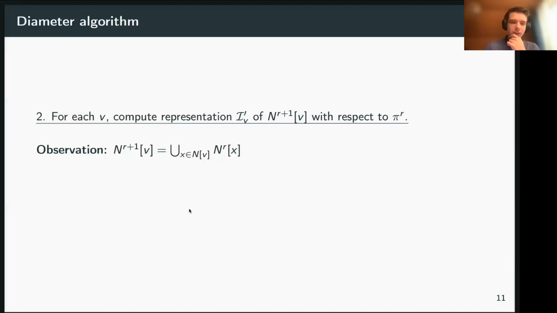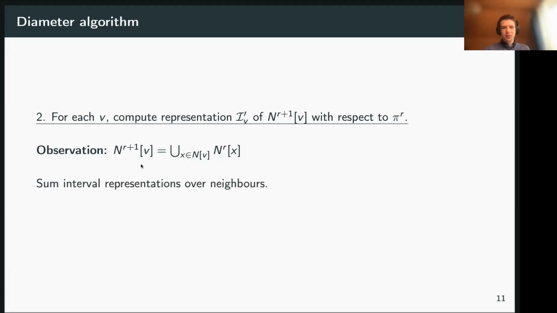So of course, if we do this directly, then it's not subquadratic. We cannot do this on the vertex subsets. We need to operate on interval representations, but this is easy. We just need to sum these interval representations. So we have some sets of intervals, and we just want to compute a union of all these interval representations, and it can be easily done with a sweep line in good complexity.